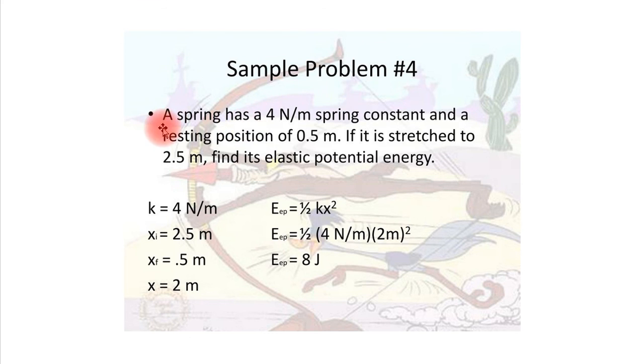Another problem. A spring has a 4 Newton per meter spring constant and a resting position of 0.5 meter, and stretches to 2.5 meter. Find the elastic potential energy. So the difference between the two positions of the spring, 2.5 and 0.5, is equal to 2 meter. So x is equal to 2 meter and k is equal to 4 Newton per meter. Elastic potential energy is half into k into x square, that is equal to 8 Joule.